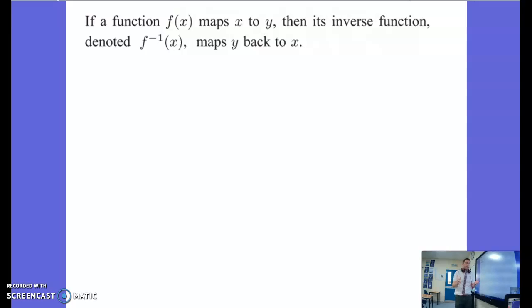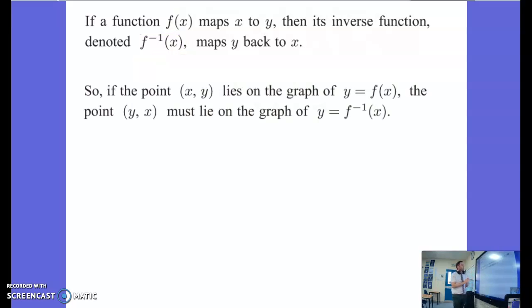Right, let's look at what that means a bit graphically. So if a function maps x onto y, then its inverse is going to do the opposite. It's going to map y back to x. And this here is how we show an inverse function. This f minus 1 of x means the inverse function of f of x. So if we have the point x, y that's on the graph y equals f of x, then the swapped around point, y then x, must lie on the graph of the inverse function.